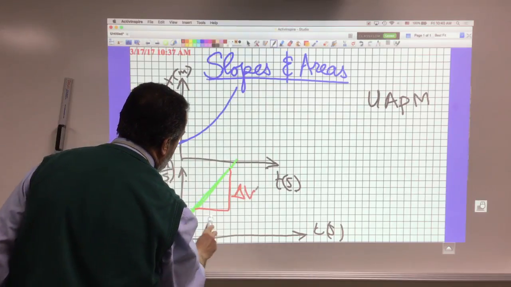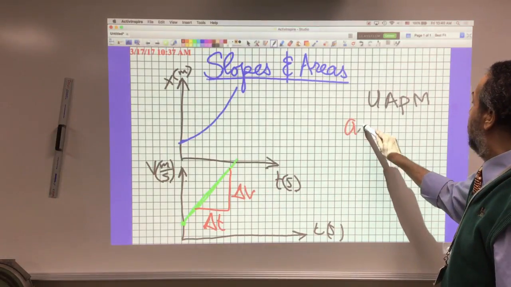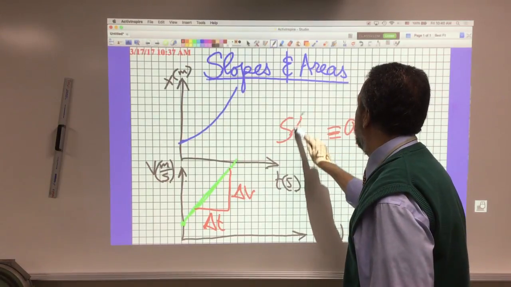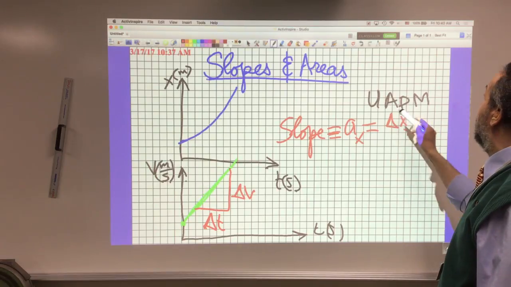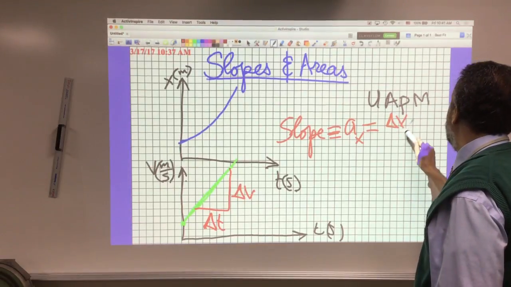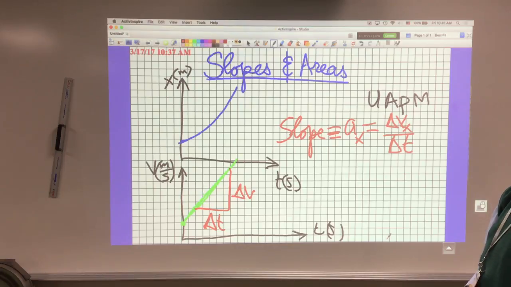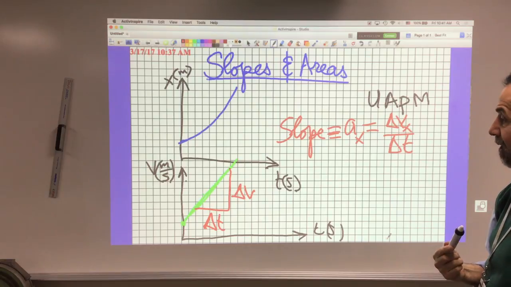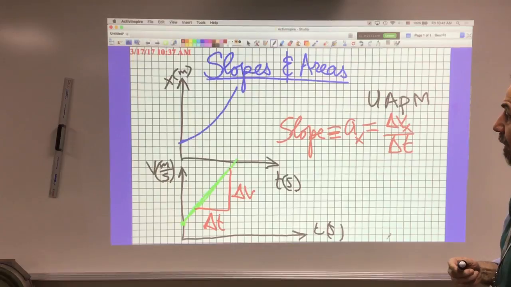We already talked about what the slope represents in this case. This is the change in v over the change in t, and we explained that a sub x is the slope by definition. So delta v sub x over delta t would be the meaning of the slope in this regard. But the thing that we would like to discover is what the area represents, and that's what we're going to try to do next.